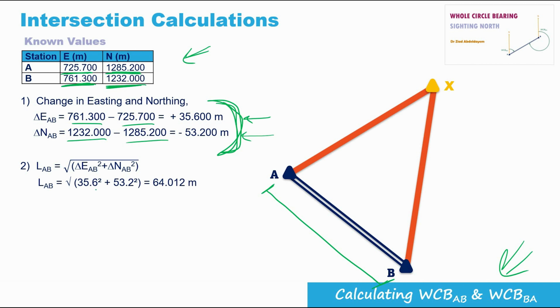So let's apply. The square root of 35.6 squared plus 53.2 squared, and the answer is 64.12. So this is the distance or the length of the line AB, this one.